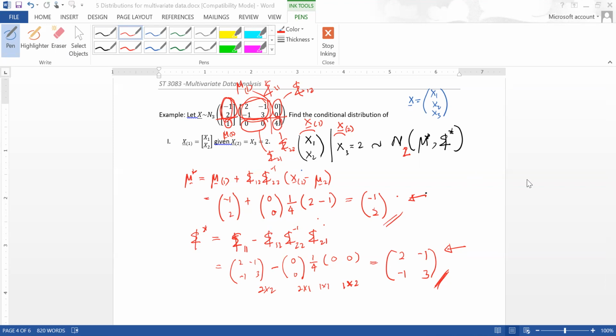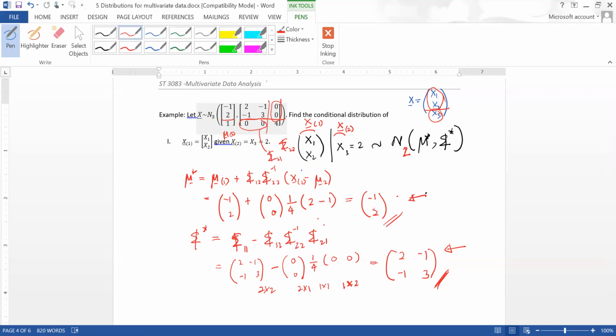Yes, Ashoka, exactly. The x1, x2 given x3 distribution is the same as the x1, x2 distribution. The reason is these two are independent, right? You can clearly see that from the matrix. So once you partition x1, x2 with x3, the x1, x2 distribution is independent of x3, because the sigma 1,2 part is 0. Property number 5: x1, x2 is independent of x3.